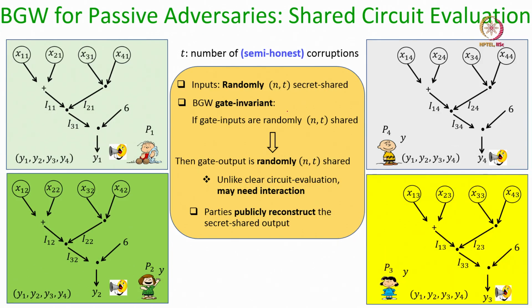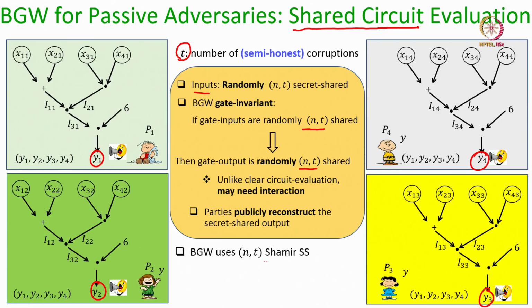Recall that in the last lecture we had seen the idea behind the shared circuit evaluation followed in the BGW protocol against passive corruptions, where up to T parties can be under the control of a semi-honest adversary. The idea there was that the input providers secret share their respective inputs, and then each gate is evaluated in a secret shared fashion, where if the gate inputs are secret shared in a T out of n fashion, then the gate output is also made available to the parties in a T out of n secret shared fashion. And once the parties have shares for the function output, they make those shares public and reconstruct the function output.